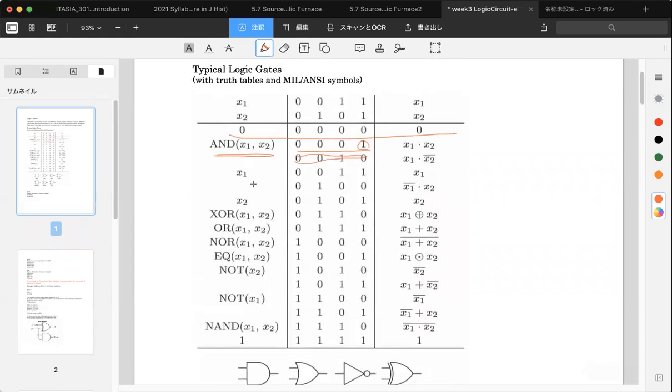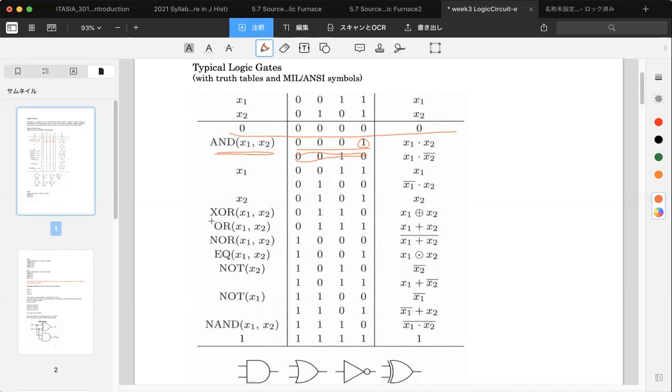And here, if we only have an input x1, then obviously the output is true when x1 itself is true. So here we can see that when x1 is 0, the output is 0, and when x1 is 1, the output is 1. So that's how it works. And same for x2.